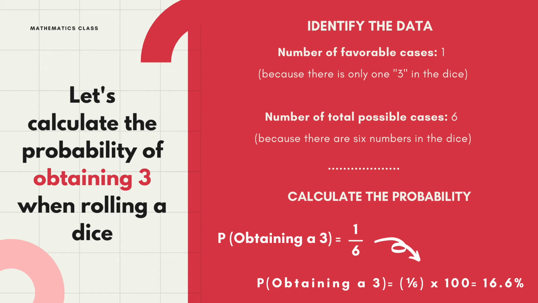The number of favorable cases is 1, because there is only one 3 in the dice. The number of total possible cases is 6, because there are 6 numbers in the dice. So the result is 1 out of 6. If we multiply this by 100, the percentage will be 16.6.